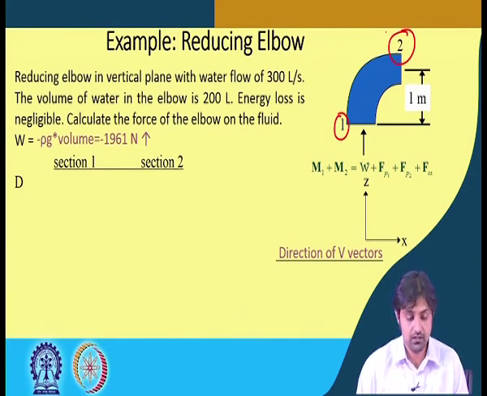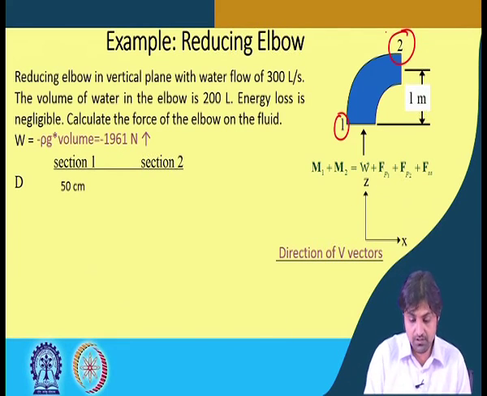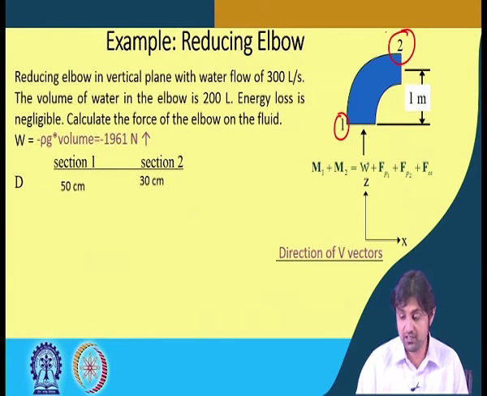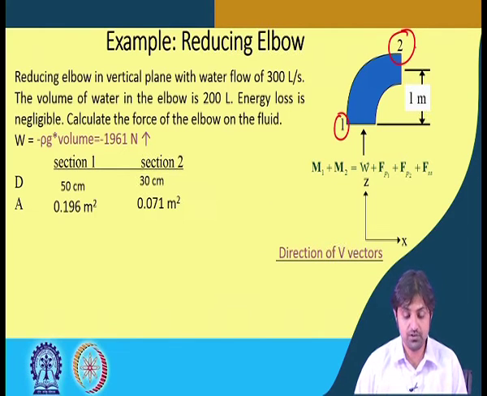Now we treat section 1 and section 2. The diameter at section 1 is 50 centimeters, and the diameter at section 2 is 30 centimeters. So the area will be 0.196 meters squared in section 1 and 0.071 meters squared in section 2. The velocity is going to be 1.5. We know the discharge and we know the area, therefore we will know the velocity.